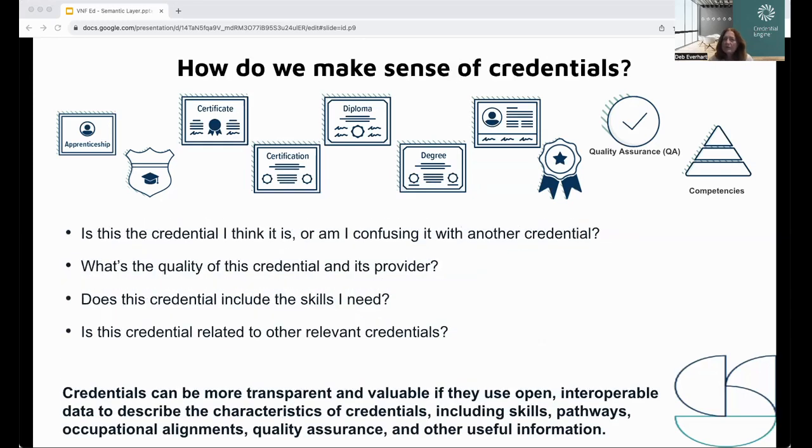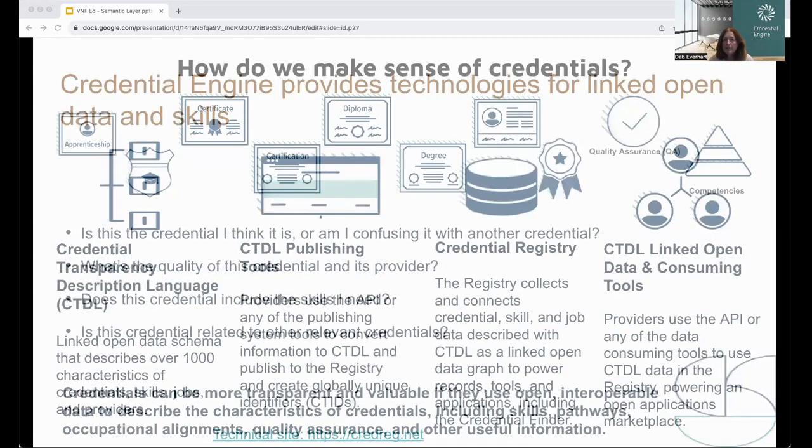Because without reliable, transparent data inside credentials, we face some pretty fundamental problems. Since a lot of credentials have similar names, how do I even know whether this credential is the one I think it is? How do I know whether this credential represents strong assessments or up-to-date learning and other quality factors? How do I know if this credential represents the skills for a particular job or whether it's related to other credentials that are useful for a job?